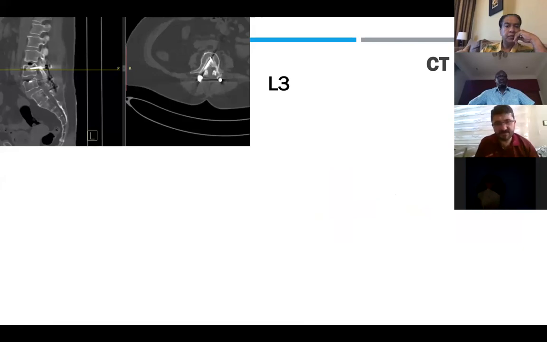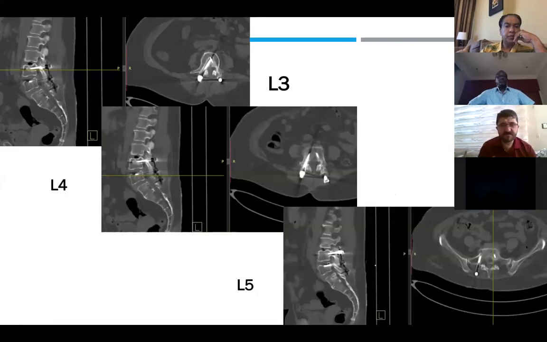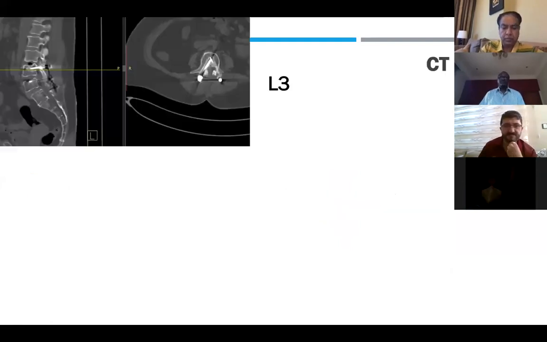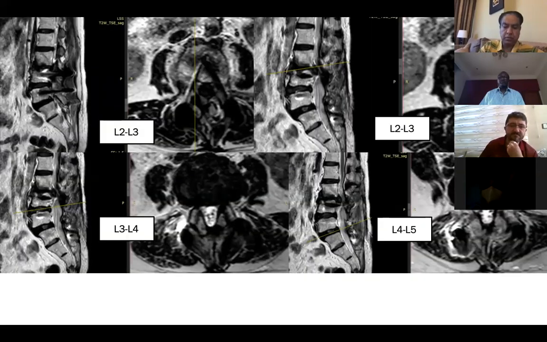No X-ray, it's a CT. Okay, so back to the history. So she's 60. Yeah, exactly. So it's an L3-4-5 fusion. Go ahead. Yes, Dr. Sharma, please.